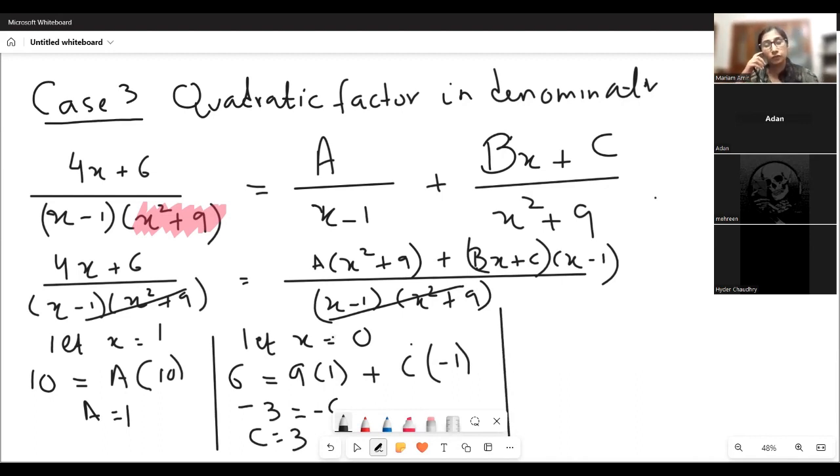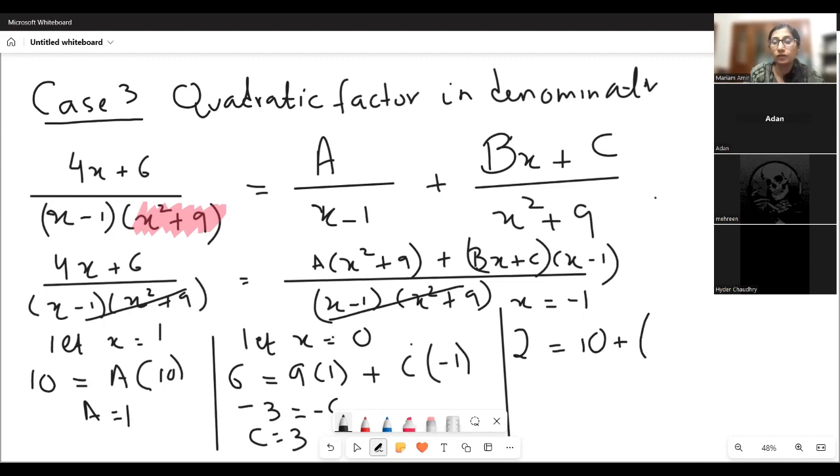Now all that's left to find is the value of b. For that I need another simple value of x. 0 is done, 1 is done. I'm going to take minus 1. Or you can also take 2 or minus 2, etc. So I'm going to take minus 1. So that is minus 4 plus 6, which is 2 on the left hand side. Then we have minus 1 whole square, which is 1, plus 9, which is 10, times a, which is already 1. So we get 10.